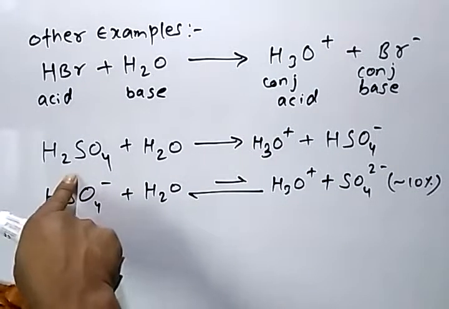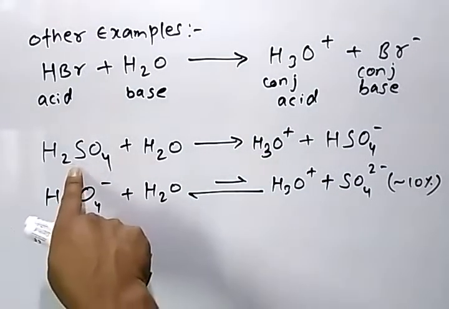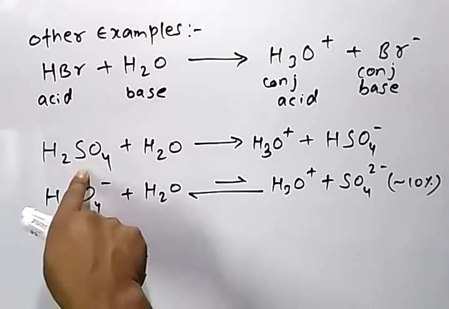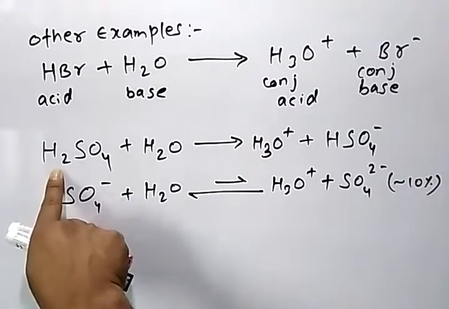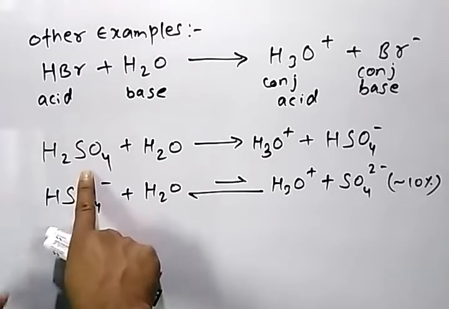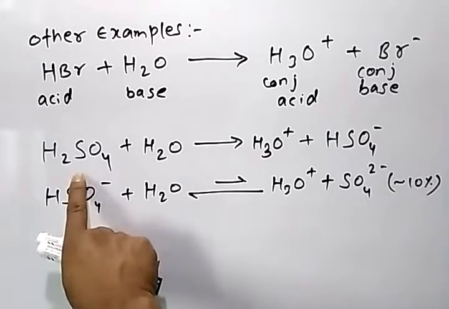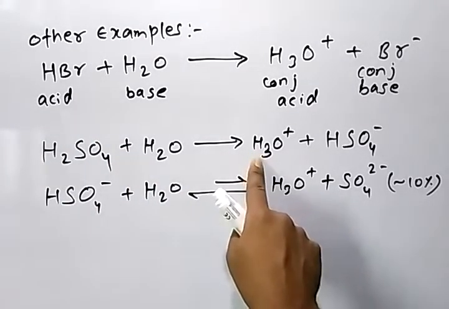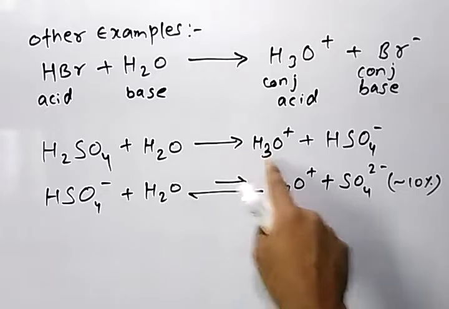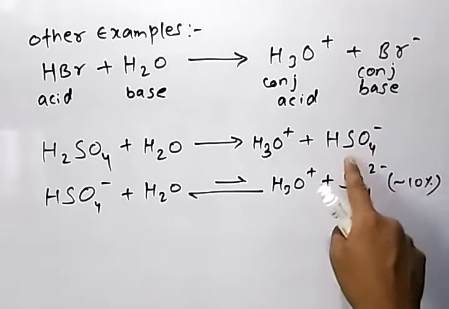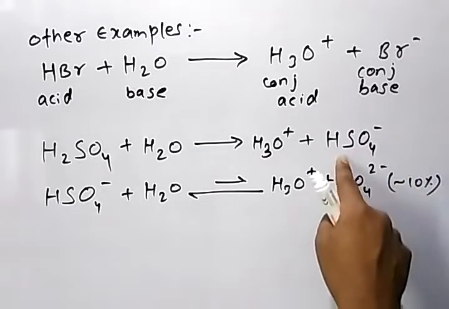Similarly, this H2SO4, when it is dissolved in water, what happens? Notice here that there are two protons that can be released by this H2SO4, but it does not release both protons in just one step. In the first step, it loses only one of its protons to water to form H3O plus, and it itself becomes HSO4 minus. Now this reaction is almost complete. It happens up to 100%, almost completely.